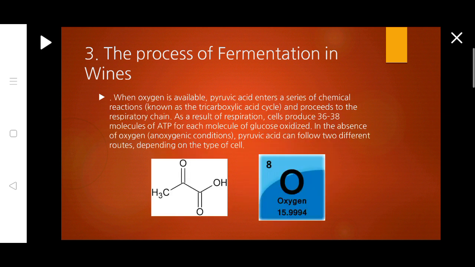Next, when oxygen is available, pyruvic acid enters a series of chemical reactions known as the tricarboxylic acid cycle and proceeds to the respiratory chain. As a result of respiration, cells produce 36 to 38 molecules of ATP for each molecule of glucose oxidized. In the absence of oxygen, or anoxygenic conditions, pyruvic acid can follow two different routes depending on the type of cell.